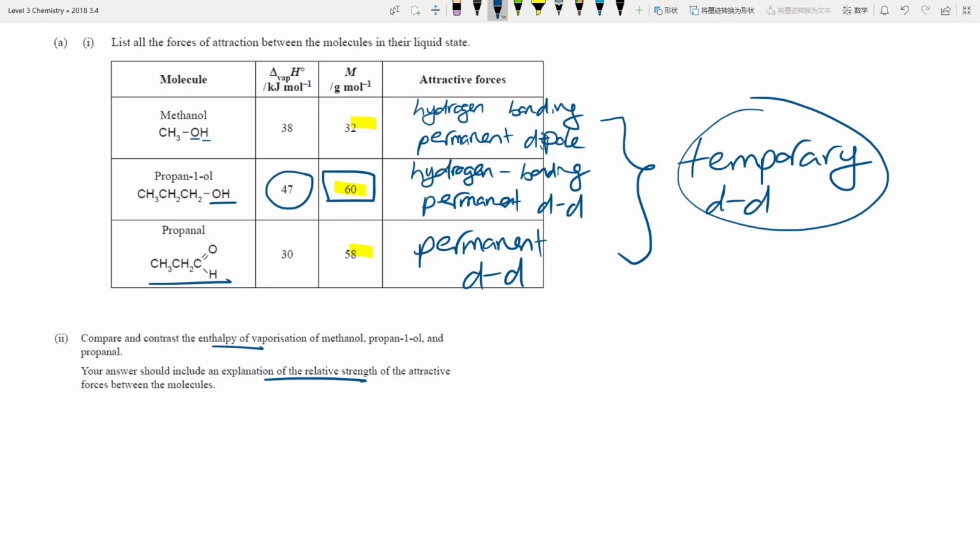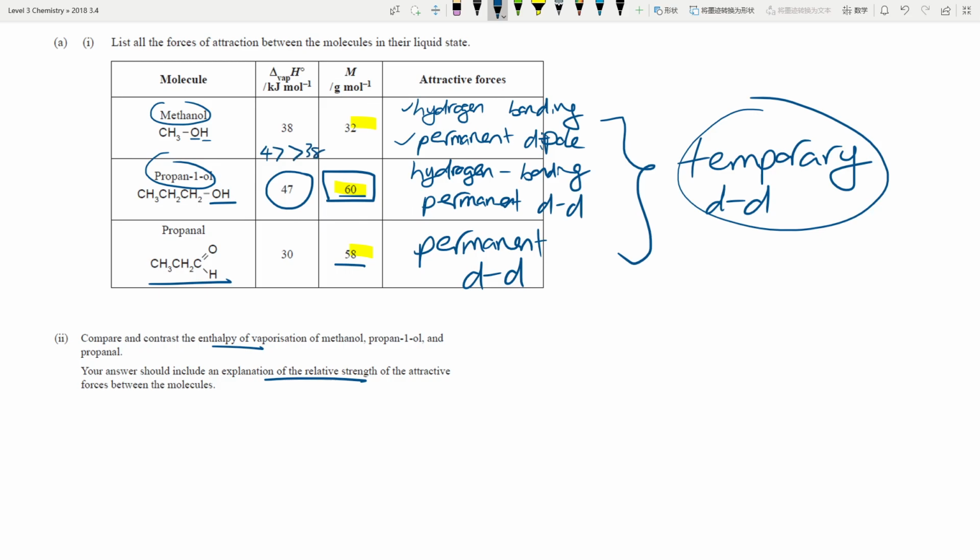For your propan-1-ol, that has the strongest temporary dipole. This one's quite similar, but if I compare methanol versus propan-1-ol, the propan-1-ol will win, because yes, both of them have hydrogen bonding and permanent dipole-dipole force of attraction, but propan-1-ol has a stronger temporary dipole-dipole force of attraction due to the larger molar mass. This is why 47 is greater than 38. So that's how it wins.